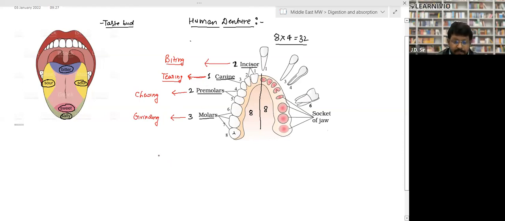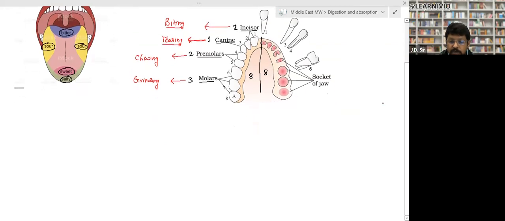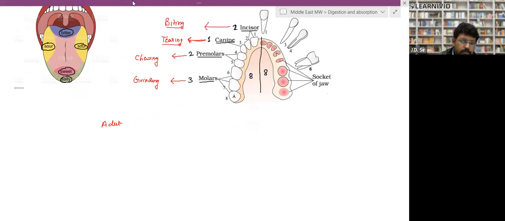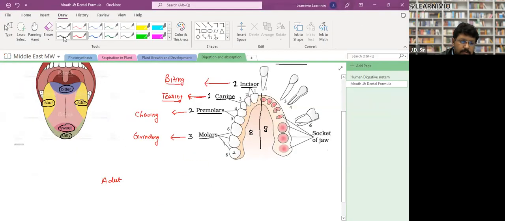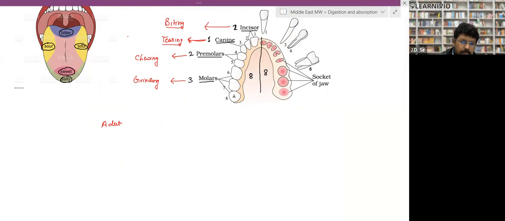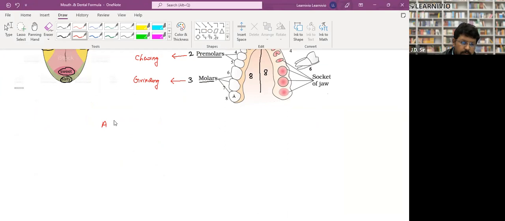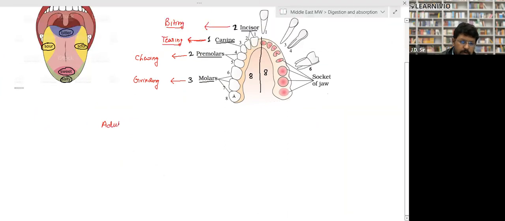Again, the adult formula. So now come to the denture formula. What is the denture formula? So denture formula, let me explain you. Denture formula is important for you. So if we talk about the adult denture formula.